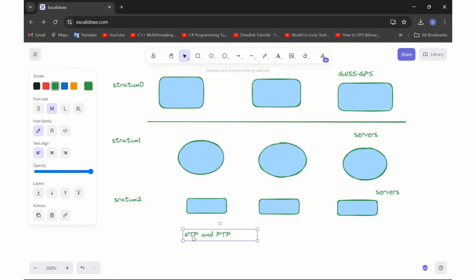In NTP, the client will poll one or more servers and request the time, and once it gets the time, it will synchronize its clock. In the case of NTP, the accuracy is around 10 milliseconds, or in the range of milliseconds.